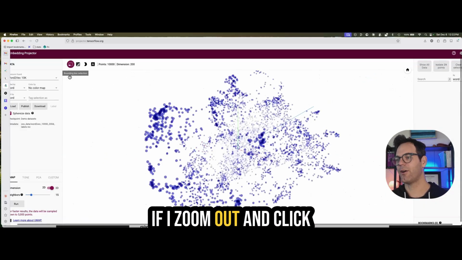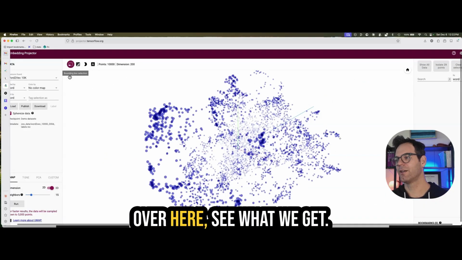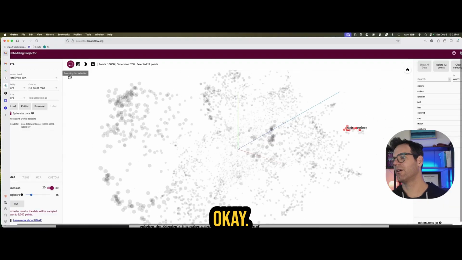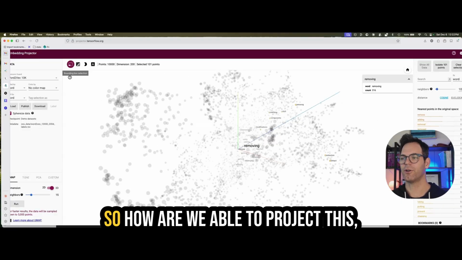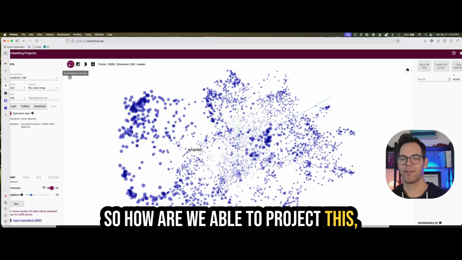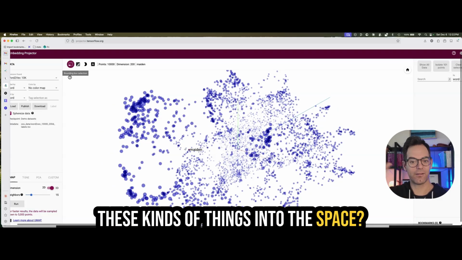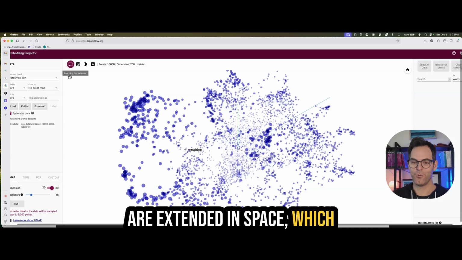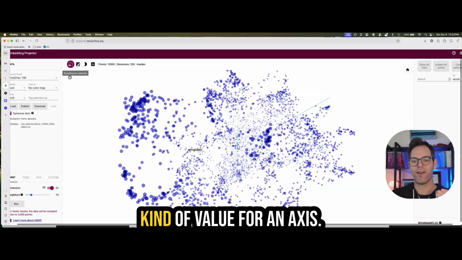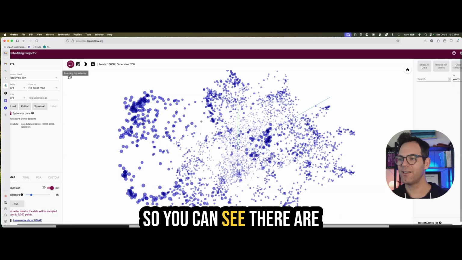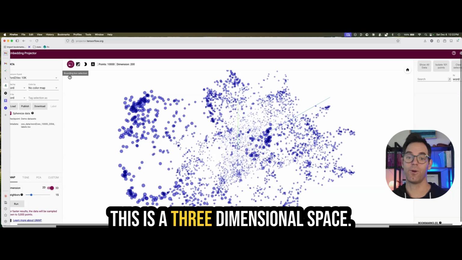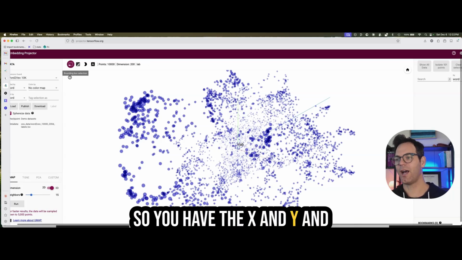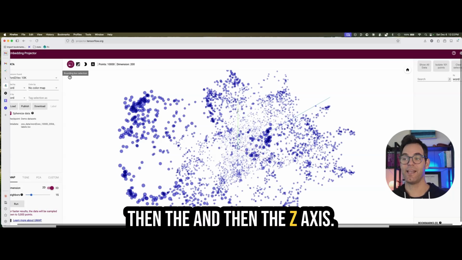If I zoom out and click over here, see what we get. Okay, belt, colors, mask, interesting. Cool. So how are we able to project these kinds of things into this space? Obviously, with space, things are extended in space, which suggests that they have some kind of value for an axis. So you can see there are these three axes here. This is a three-dimensional space. So you have the X and Y, and then the Z axis.